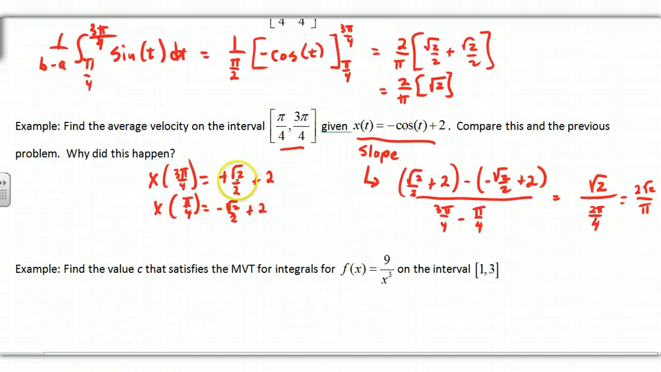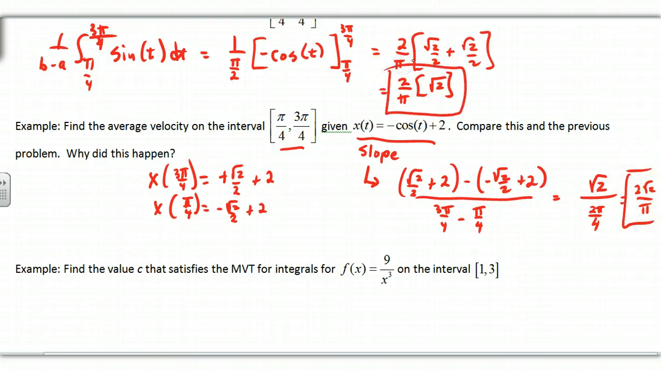So when I figure all this out, I find the position at 3 pi over 4 and pi over 4, figure out those two values. These are my y coordinates, so to speak, and then these would be the x coordinates. And so I do the change in the y's over change in x's, which is actually change in x over change in t, but that's okay. And so I take this difference and look at what I end up with. Wow, this is exactly what I had up here.